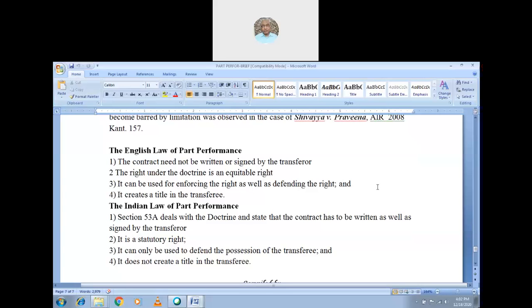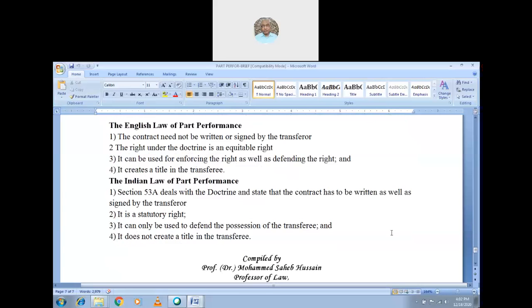It does not create a title in the transferee. Actually, the title will not be created, but as the common law principle says, 99% possession is 99% ownership. So these are the few distinctions between English law and Indian law.